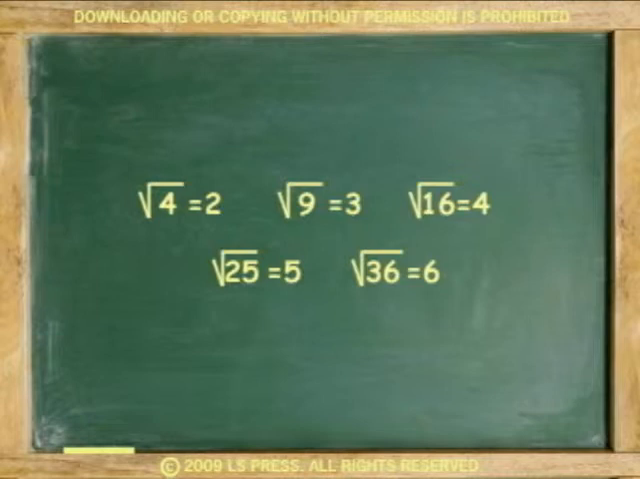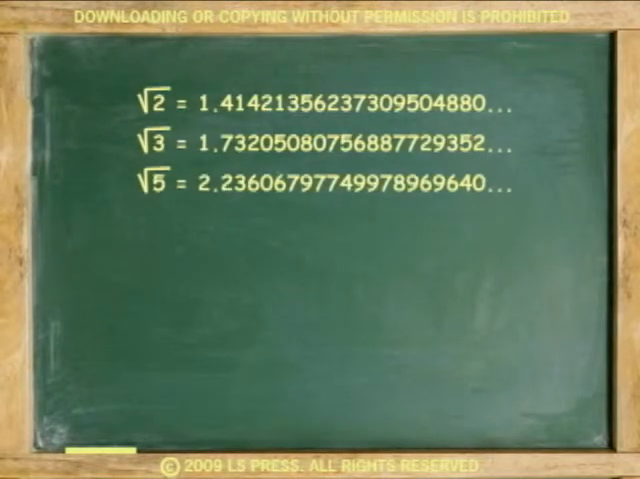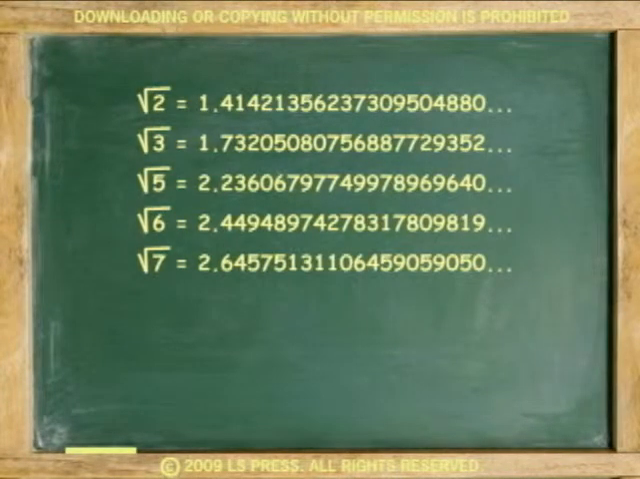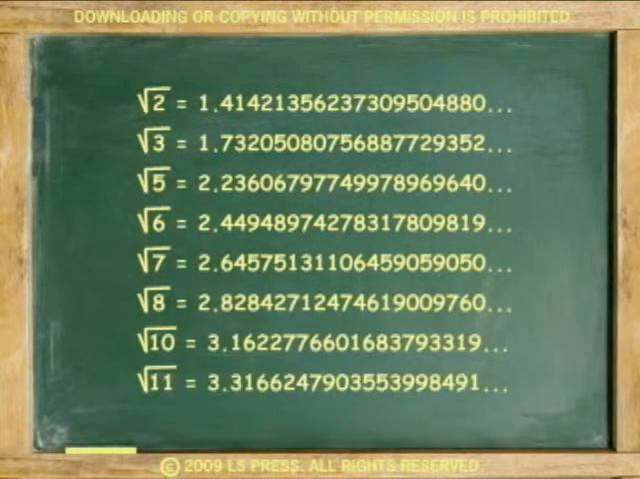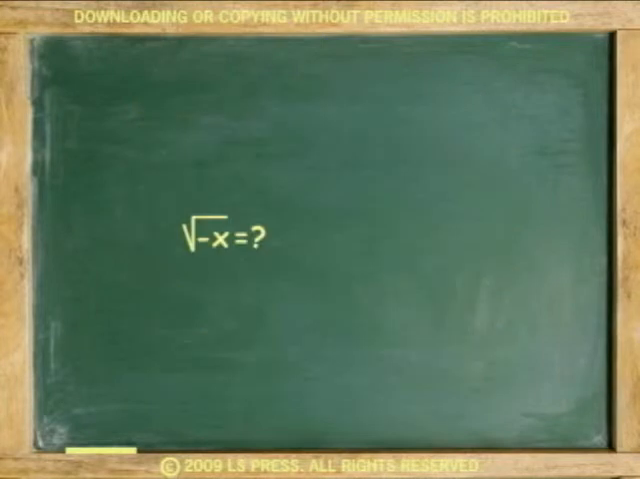And all other positive numbers in between, such as 2, 3, 5, 6, 7, 8, 10, 11, and so on, also have roots, but they are approximations only because they are irrational numbers. Negative numbers do not have roots.